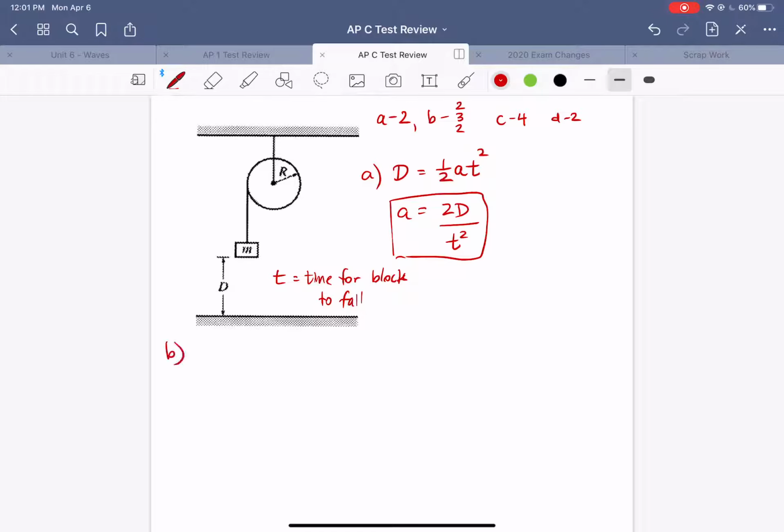Okay, so for part B, we want to know what quantities should be graphed in order to determine the acceleration of the block. You're given a table of values for the distance that the block has moved for different values of time. If you look at the equation we gave for part A, d is equal to 1/2 a t squared. So we want to plot d versus t squared, and the slope will then be equal to 1/2 of the acceleration.